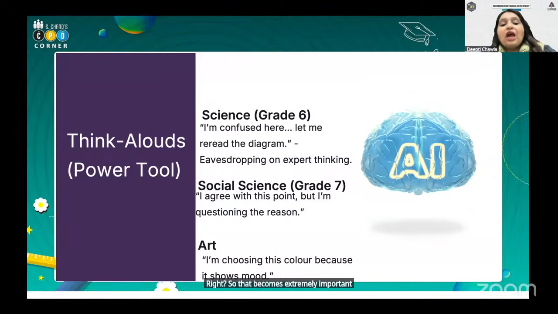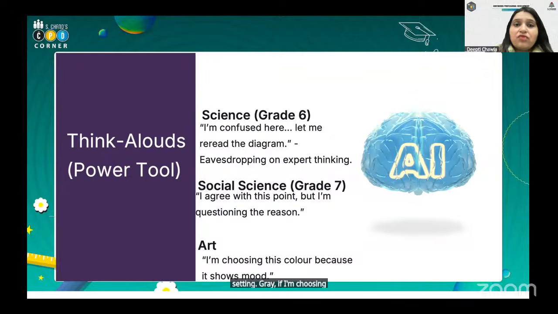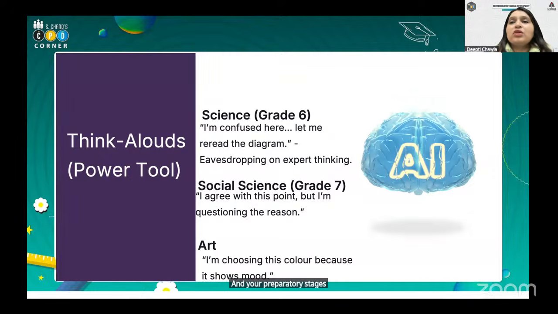And then in art, when you're taking art and craft, especially for primary grades: I am choosing this color because it shows a mood, a certain setting. If I'm choosing gray, why I chose gray. If I am using yellow, why I'm using yellow. Those kinds of input, especially in the early classes, your foundational stage and your preparatory stages, it's extremely important that you provide that kind of scaffolding to children.